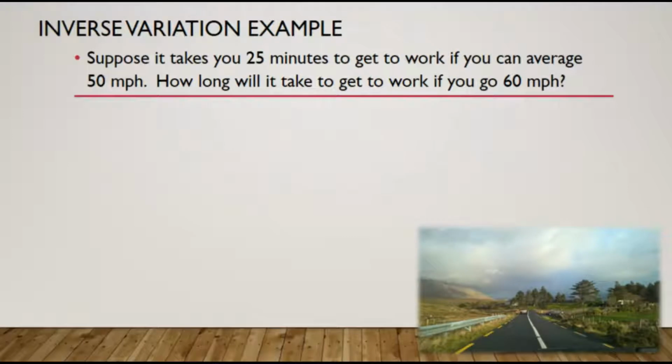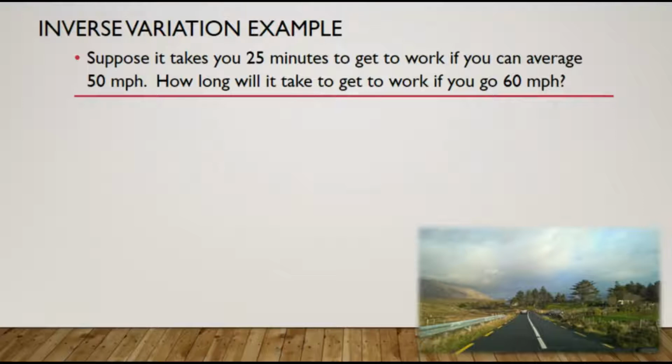In this video, we'll look at an inverse variation application problem and show two different methods for solving it. Suppose it takes you 25 minutes to get to work if you can average 50 miles per hour. How long will it take to get to work if you go 60 miles per hour?